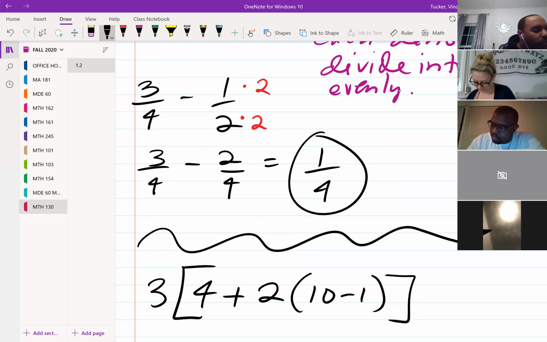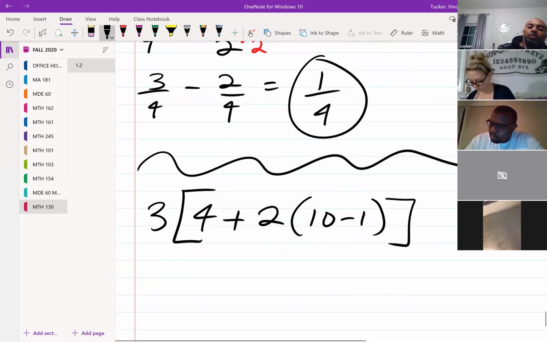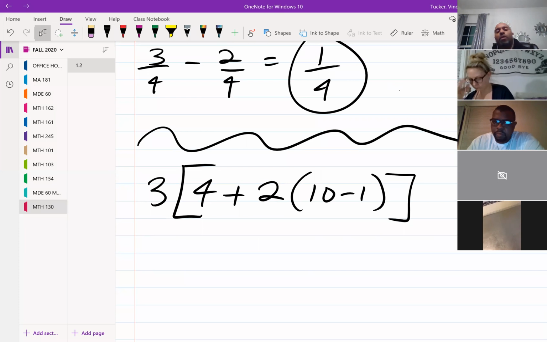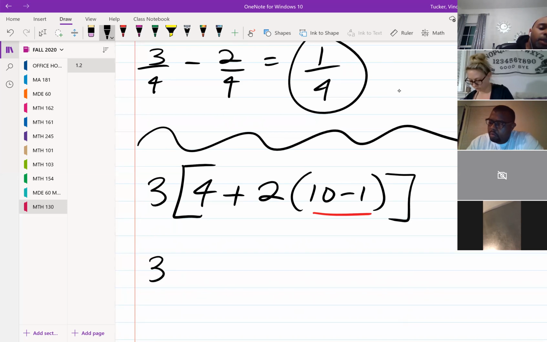All right, so this next one, we have 3 times the quantity of 4 plus 2 times the quantity of 10 minus 1. If you have multiple grouping symbols, you always want to go to your innermost grouping symbol first. So that 10 minus 1 should get your attention first. Everything else should stay the same. The 3, the 4, the 2, 10 minus 1 is 9.